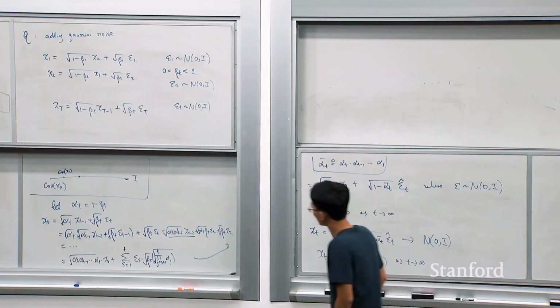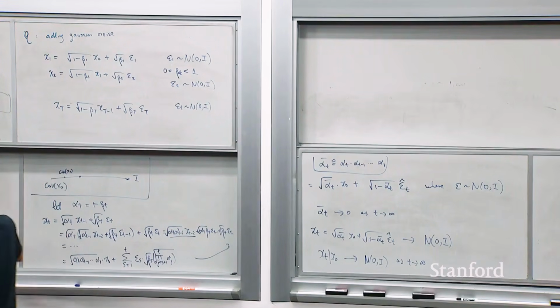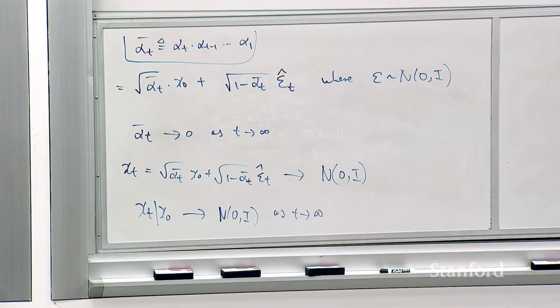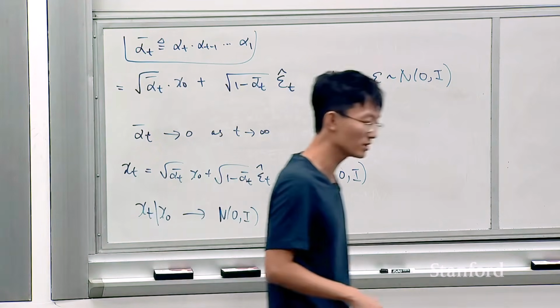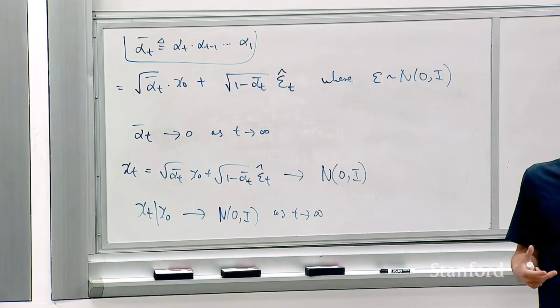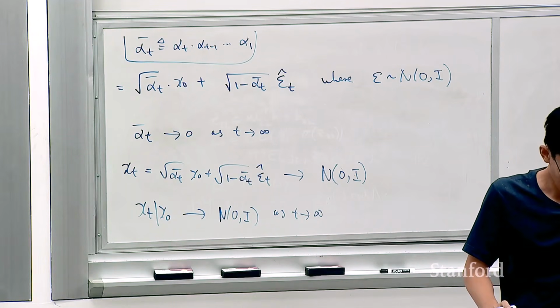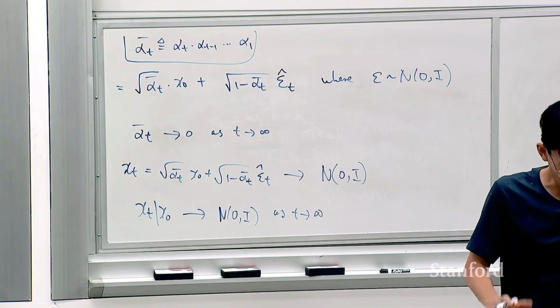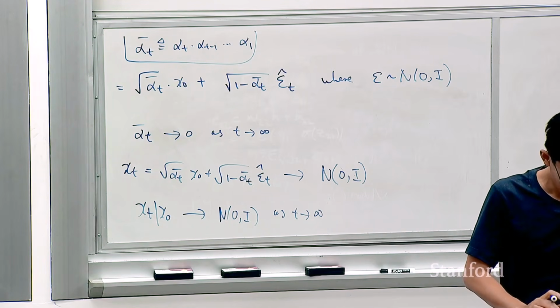And so basically, from now on, we're going to assume that xt is really just a standard normal Gaussian, because we're going to choose a large capital T, and x capital T, whether it's conditioning on x0 or not, will just be a standard normal distribution.